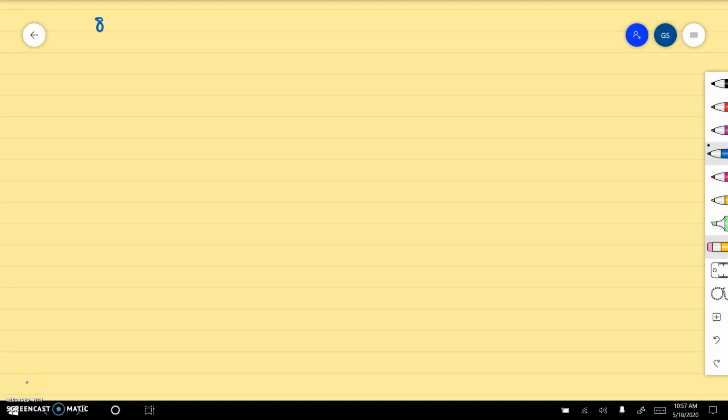Hi everybody, today we're doing lesson 8-22 and we're going to call this simplifying square roots.